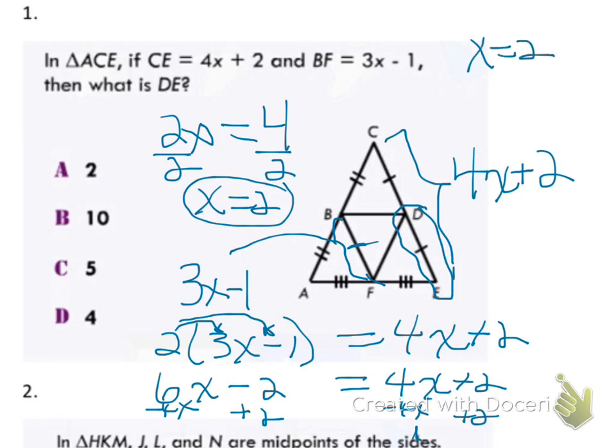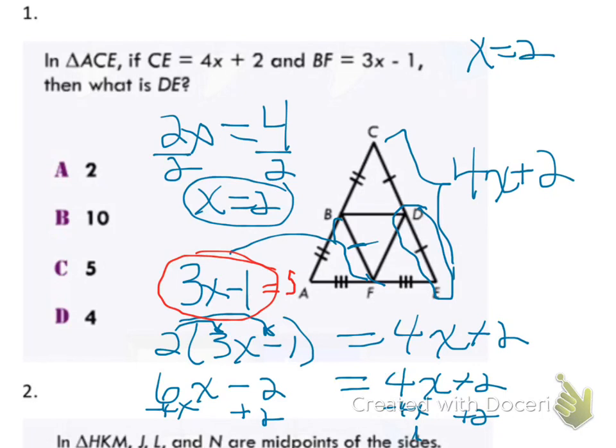So I have an expression for BF, and BF is going to equal DE. So if I find out what BF is, then I automatically know what DE is. So take your expression, I'll change color, take this expression and replace the x with the 2. When you do that, you get 3 times 2, which is 6, minus 1, which is 5.